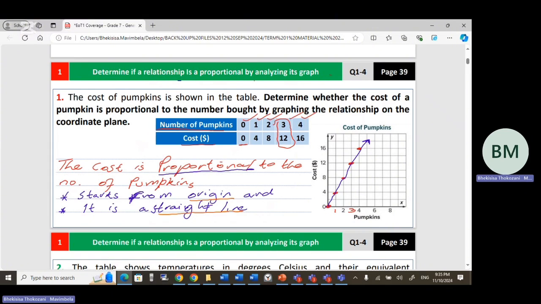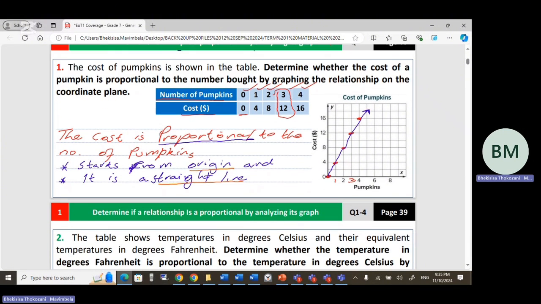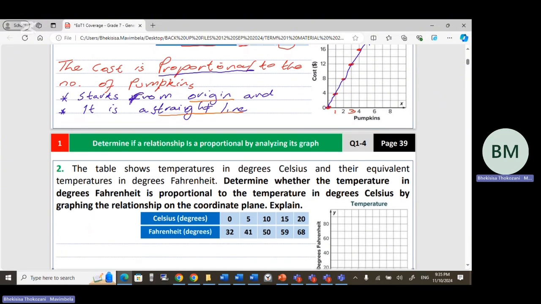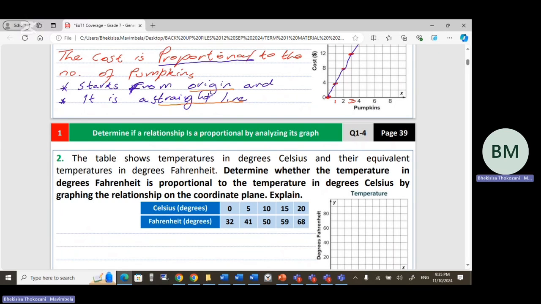As I've said, I'm not going to do all the questions, but some of them, because it's the same thing. I will try to do different questions as far as I can. Now if we look at this one here, the table shows the degrees in Celsius and their equivalent temperature in degrees. Again, it says determine whether the temperature in degrees is proportional. This is what they're looking for, by graphing. So we're going to graph.